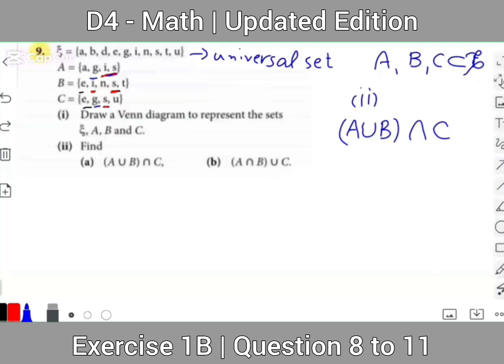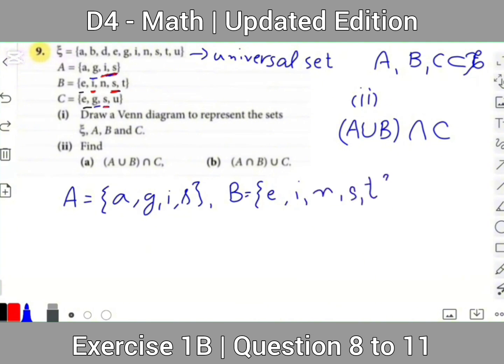Now in part 2, we have to find A union B intersection C. Since the sets A, B, and C are given, the set A is {A, G, I, S}, and the set B is {E, I, N, S, D}. So first we will find A union B. A union B means we have to put all the elements together, so A union B is equal to {A, G, I, S, E, N, D}.